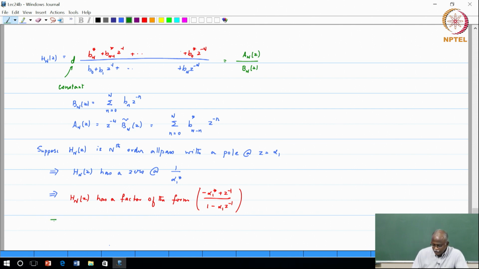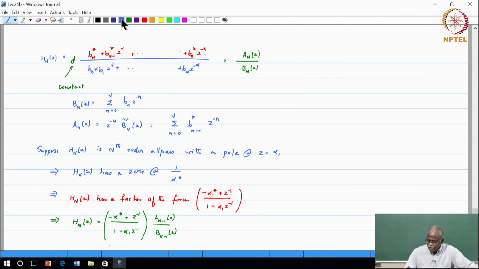Very, very important. This means that an nth order all pass can be factored into a first order all pass, minus alpha 1 star plus z inverse, divided by 1 minus alpha 1 z inverse. Both numerator and denominator have a first order factor out. So then this must be, let us call it a n minus 1 of z, a polynomial of one order less, divided by b n minus 1 of z, one order less.